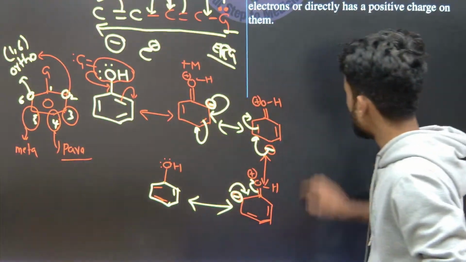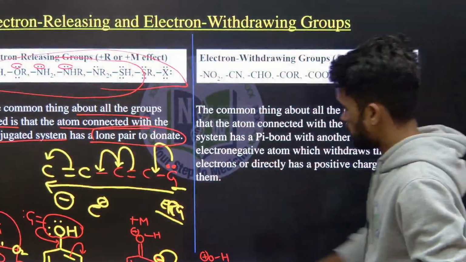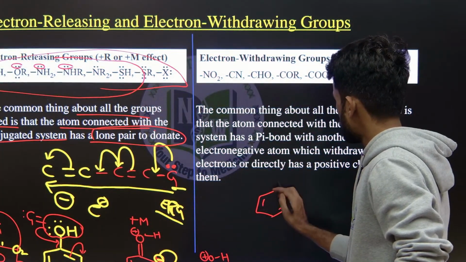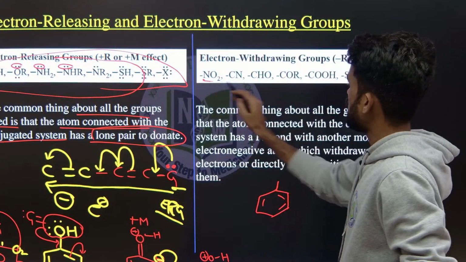Similarly, now there are some other groups, and again let us take a benzene ring. To this I am adding a group G, that is any of these things.